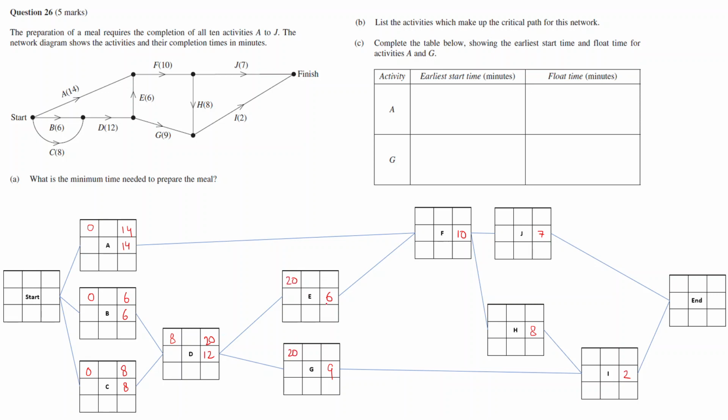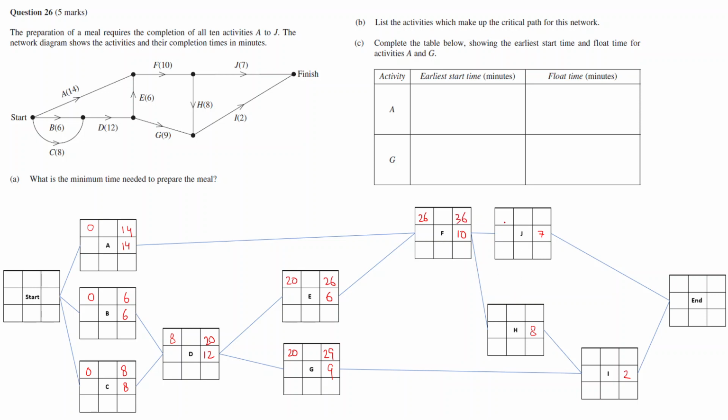Same process: 20 plus 6 is 26, 20 plus 9 is 29. Now, similar to D, F depends on E and A. So we take the maximum of 14 and 26. We'll take 26 here, because even if A is finished, you can't start F until E is finished. So you've got 26 here, and 26 plus 10 is 36.